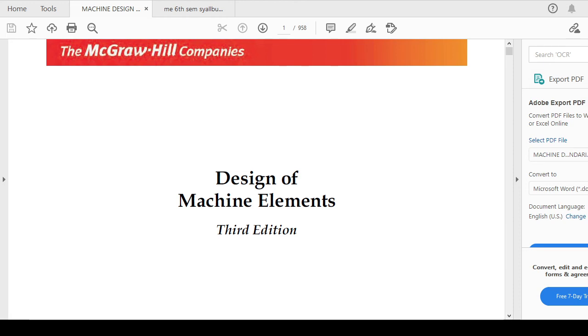So this is all about unit 1, which is the objective and introduction of this particular syllabus.